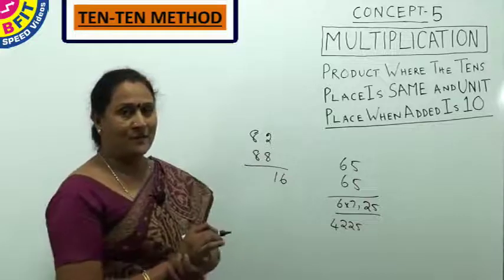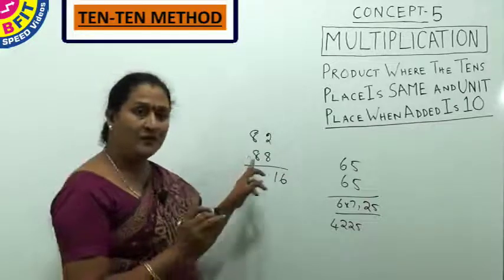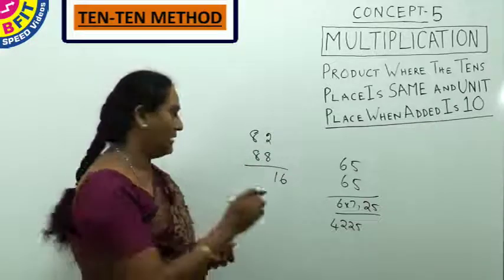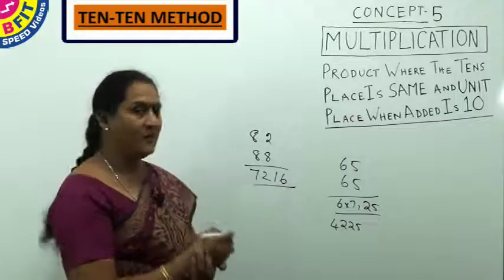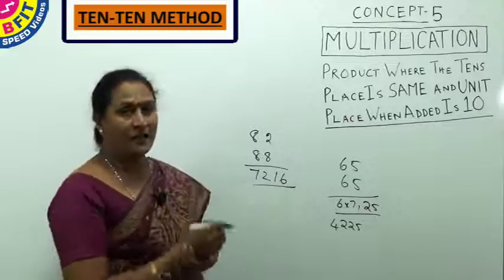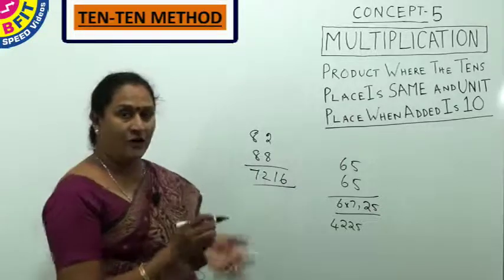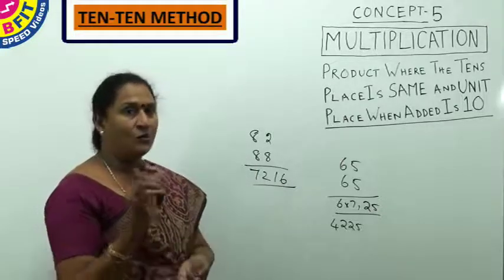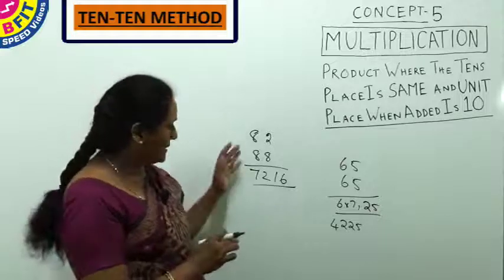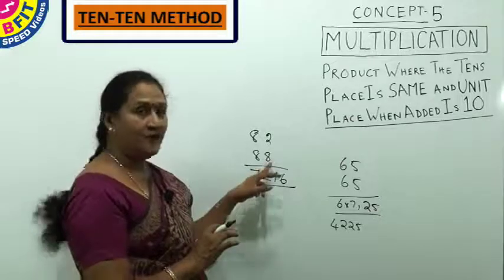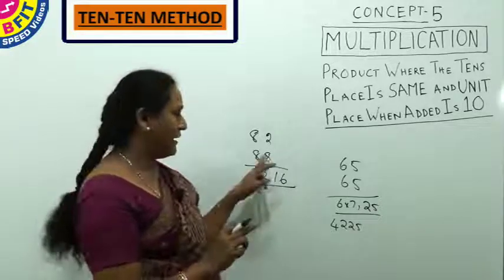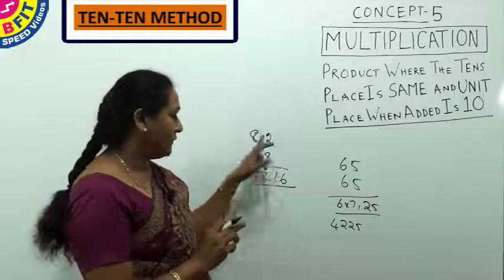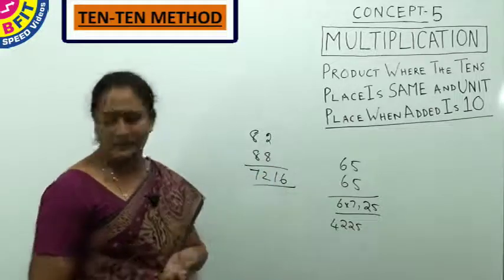And what will be the other digits? 8 is multiplied with its following number. So 8 into 9, 72. So 72, 16 is the product of 82 and 88. You can follow this pattern for any 2-digit and 2-digit numbers where the tens place is the same and the unit places add up to 10. Please remember, don't try this for other numbers where the unit places' sum is not 10.